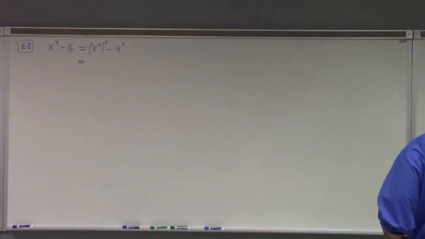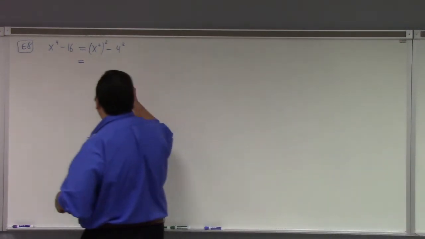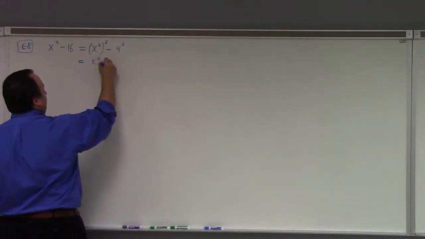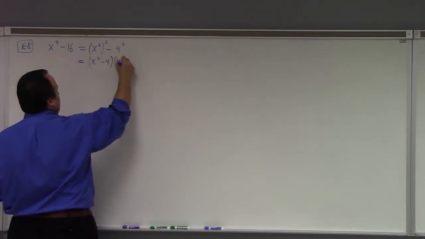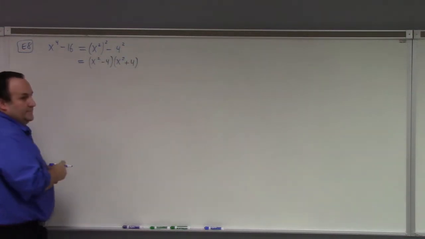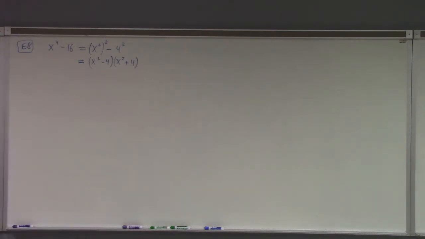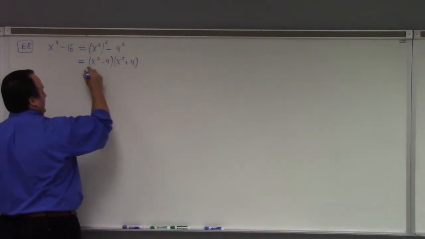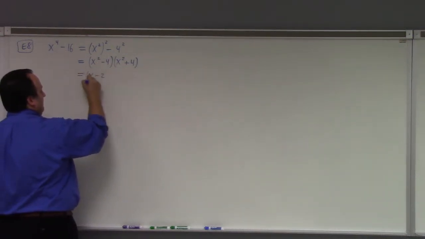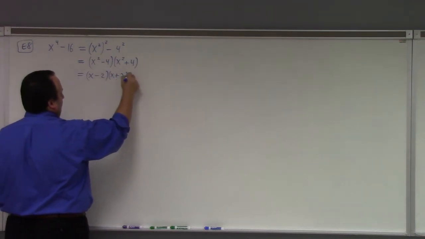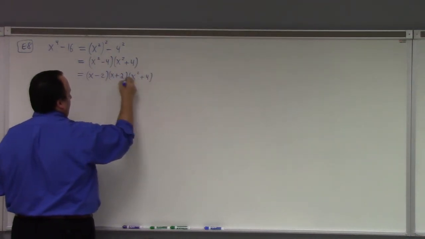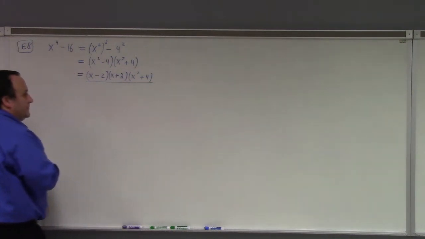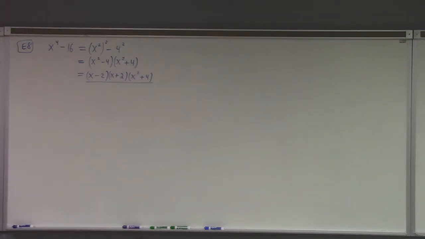So we have x squared minus 4, and then x squared plus 4. X squared plus 4, that's prime. We can't break that down further, all right? X squared minus 4, hey, that's the difference of squares again, right? That's x squared minus 2 squared. So this is x minus 2 times x plus 2 times x squared plus 4. And that's it. Now it's factored.